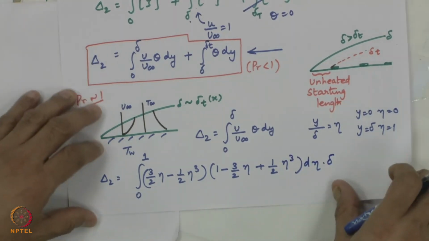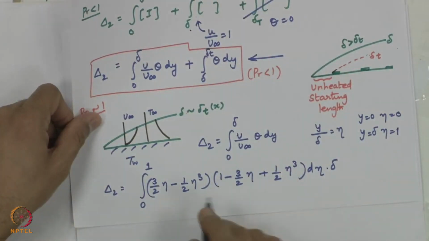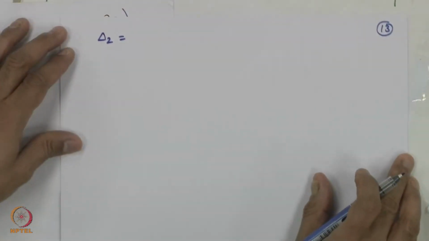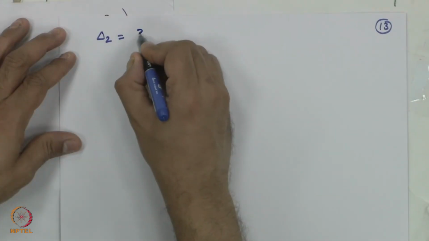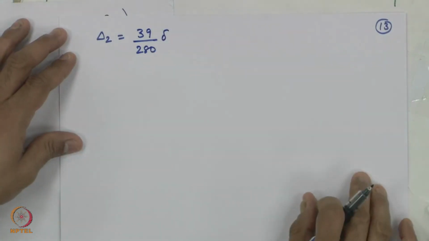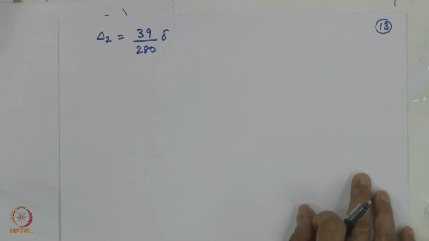So, once I do this maths, I am not going to do this maths. After I do this maths, you have to expand the bracket here, and you would have 5 terms, apply the limits, and you would get delta 2 is equal to 39 by 280 delta. This is just maths, I am leaving this as an exercise, 39 by 280 into delta.